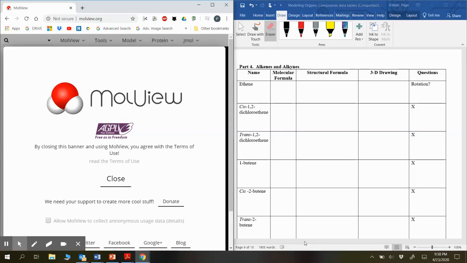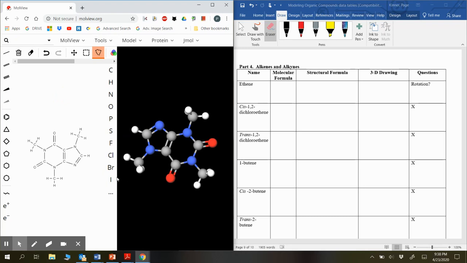The purpose of this screencast is to show you how to do part 4 of the model lab on alkenes and alkynes. So we're going to use a website called MolView, molview.org. So you'll just agree to these terms by closing it.